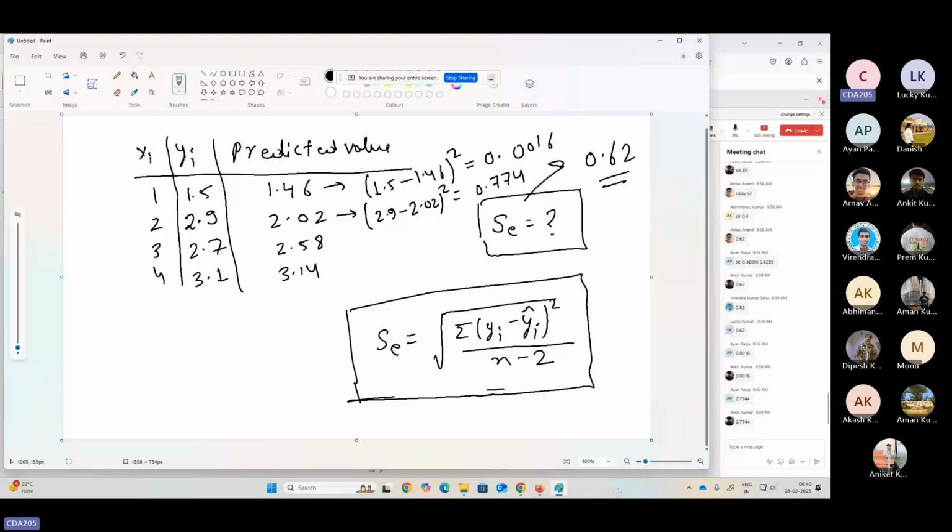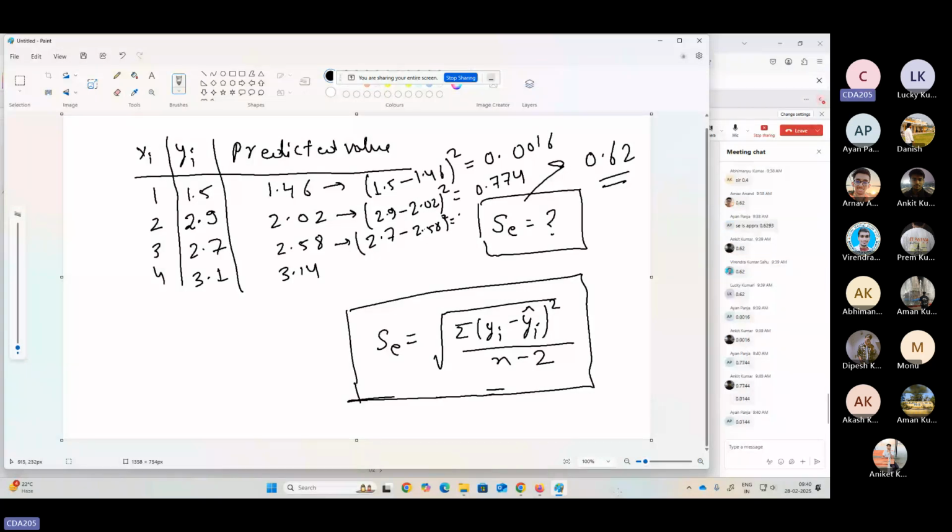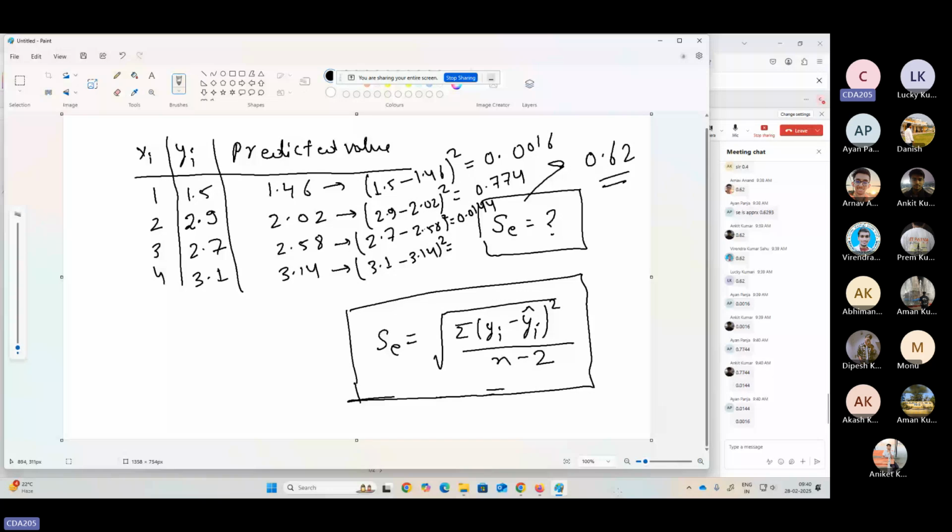Whatever it is. Next one, what is the value of this one? 2.7 minus 2.58 whole square. What is the value of this coming? 0.0144. And this one, 3.1 minus 3.14 whole square, it is coming 0.0016. Okay, while adding all the terms, what is the value it is coming? It is 0.0016.